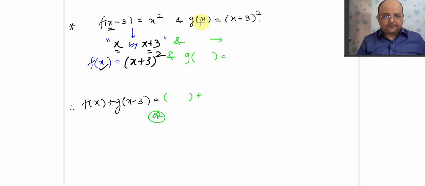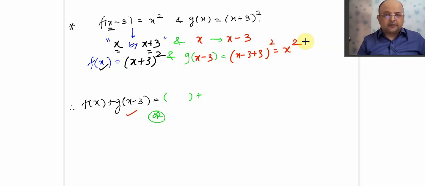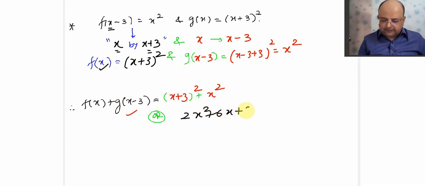Now I go for g of x. If you want g of x minus 3, I replace your x by x minus 3. So this gives x minus 3 plus 3 the whole square, but that is nothing but x square. Now I can substitute the values. f of x is x plus 3 the whole square plus x square, or it is 2x square plus 6x plus 9. Is it okay? It was easy, wasn't it? Yes, dears. Okay.